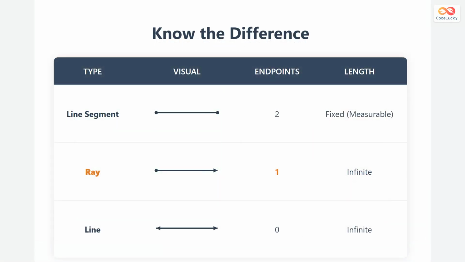Let's compare a ray to other lines you know. A line segment has 2 endpoints and a fixed length. You can measure it. A line has 0 endpoints and goes on forever in both directions. A ray is right in the middle. It has exactly 1 endpoint and goes on forever in just one direction. That is why it is sometimes called a half line.